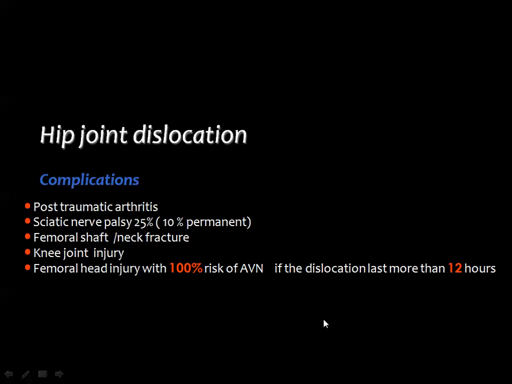The complications of hip dislocation, as I have mentioned, include sciatic nerve injuries and post-traumatic osteoarthritis of the hip, femoral neck and shaft fractures, knee joint injuries, and this is a statement in the literature that the femoral head injury has a 100% risk of avascular necrosis if the dislocation lasts more than 12 hours.